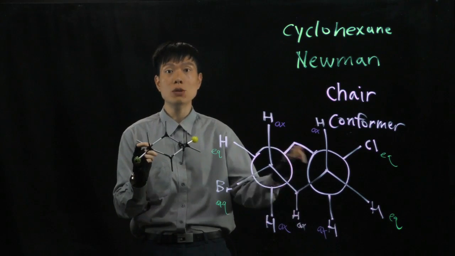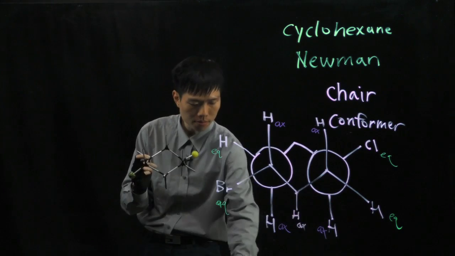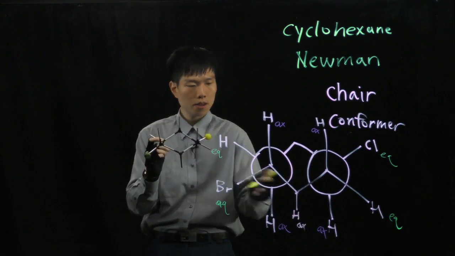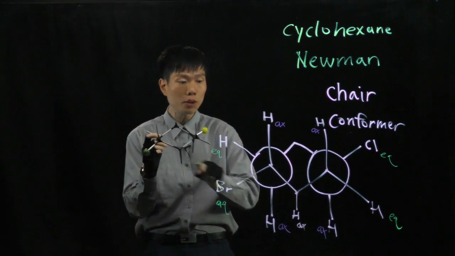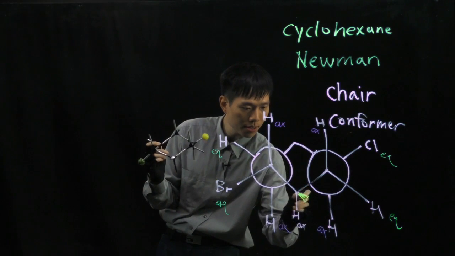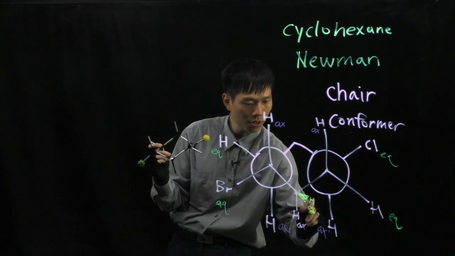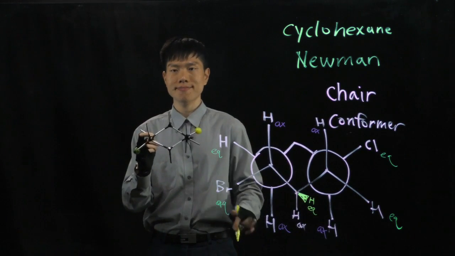But what about the equatorial one? For the equatorial, you just need to push it to the side, and since we know it's pointing to you, we use what we call the wedge bond. Right? And put the H. So this is your equatorial hydrogen of this carbon.